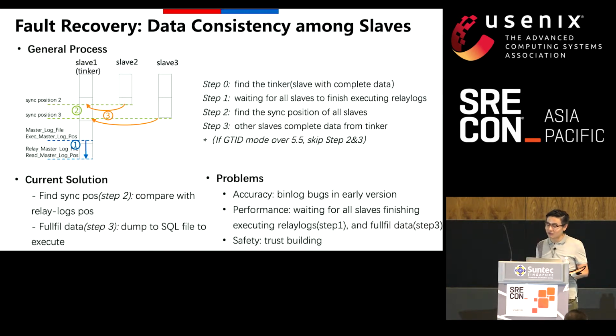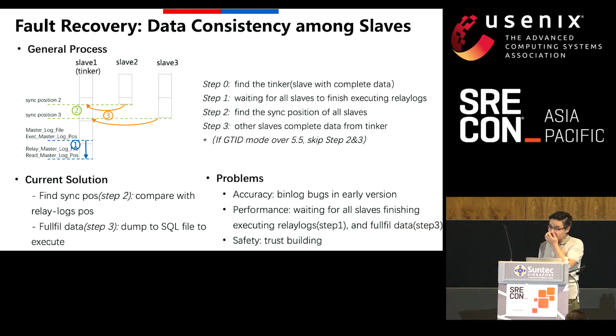Currently, the MHA finds the sync position in the tinker using relay logs. Then it dumps the MySQL file from the relay logs from the tinker to the other slaves to execute. So here are some problems for this method. First, in the early MySQL versions, the binary log event position is not correct. So at this time, if we use the position, it will mess up the data.